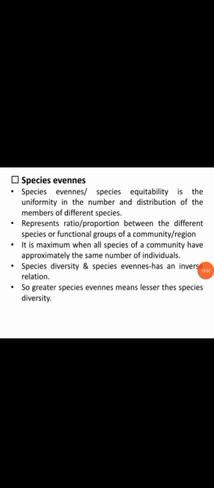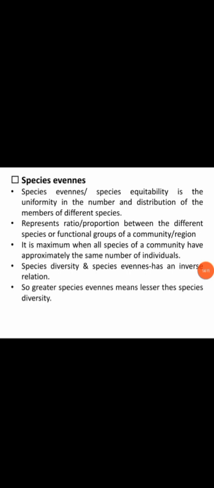Species evenness, or species equitability, is the uniformity in the number and distribution of species. That means how equally or uniformly the species are present and distributed in the community. So it represents the ratio or proportion between different species or functional groups of a community or region. Species evenness is maximum when all species of a community have approximately the same number of individuals.